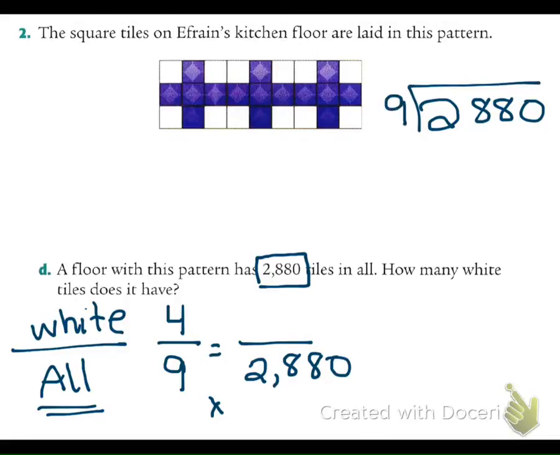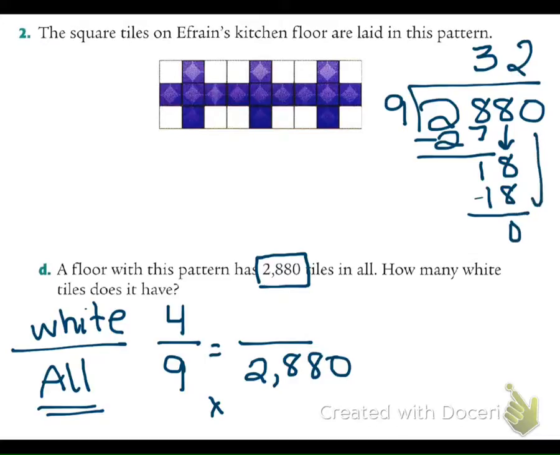2,880 divided by 9. 9 goes into 28 3 times. 9 goes into 18 2 times. 9 goes into 0 0 times. I know that if I do 9 times 320, I'll get 2,880. Now we should know that if I do the same thing to my white tiles, it will give me the equivalent ratio.